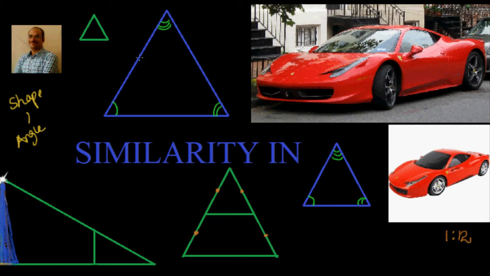So now we have made sure that if the angles are the same, then the shape is the same, but the size should be in proportion. That means the sides should be in proportion. That means the ratio of the corresponding sides in both the triangles should be the same. Then they are called similar triangles.